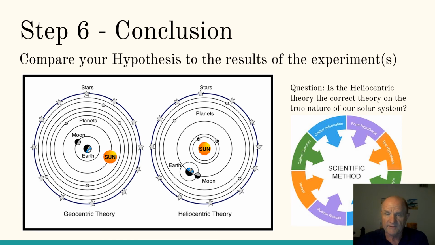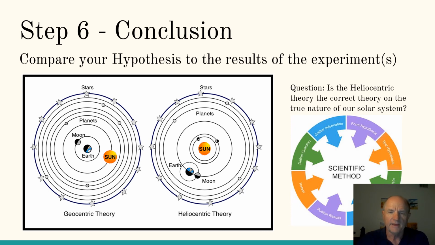Final step of the scientific method is the conclusion. So you have to compare your hypothesis to the results of your experiment. What happened? Did it match your hypothesis? Yes or no? So you see here in this picture, you've got the geocentric theory on the left, and then the heliocentric theory, which helio is the Greek word for sun. So this is a more accurate theory that the sun is the center of our solar system.